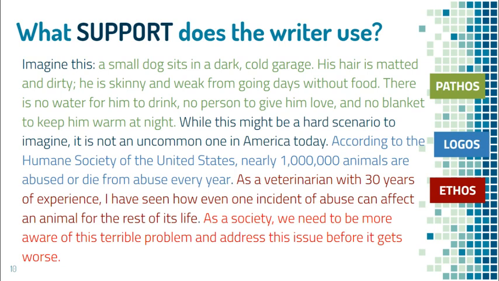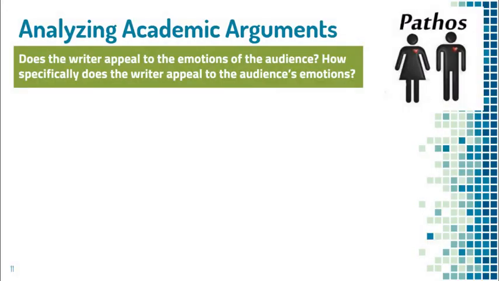These are some questions you should ask yourself when determining the effectiveness of the support. You have already learned about the rhetorical appeals, pathos, logos, and ethos. Let's take a closer look at how a writer may use each. This will help you in your analysis of a writer's rhetoric.